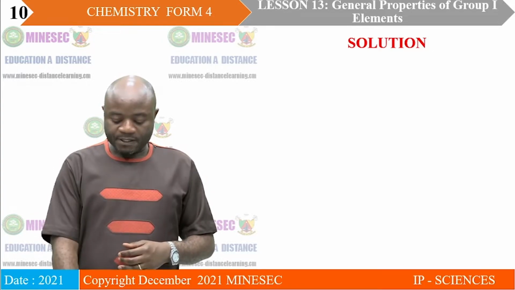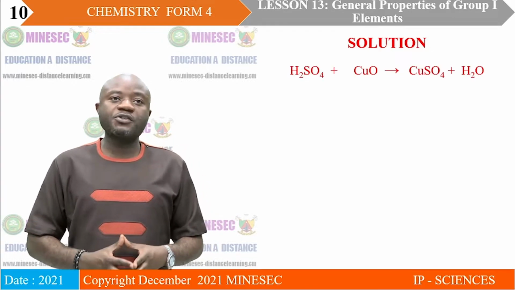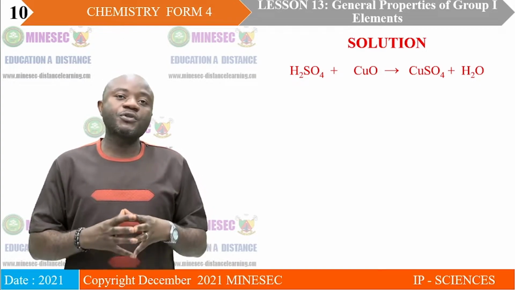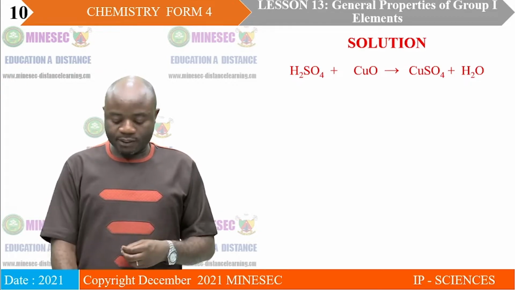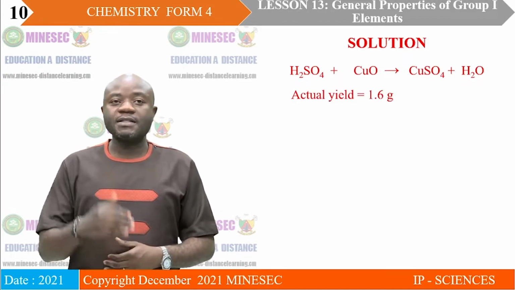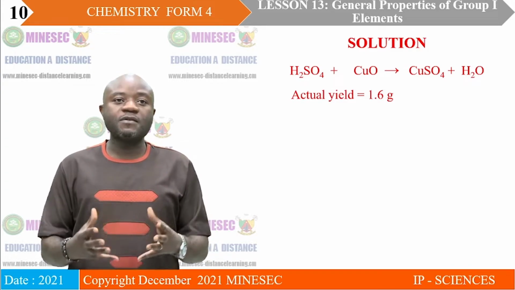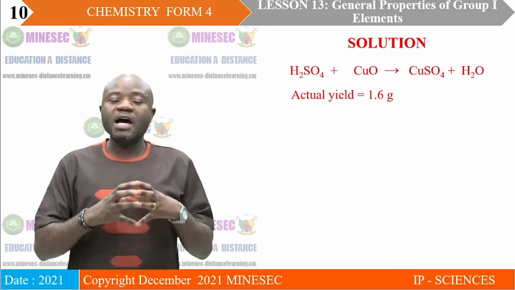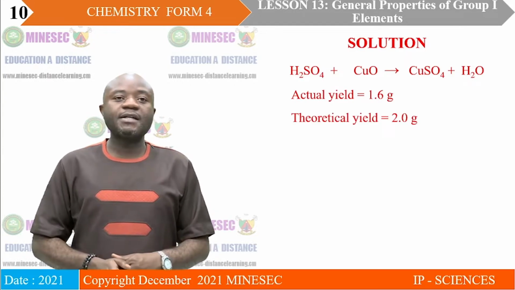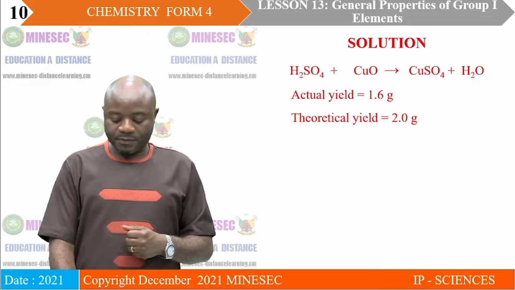Solution. First, we write the equation for the reaction between copper oxide and the sulfuric acid to produce copper 2 sulfate and water. And we often encourage students, when you have a question like this, it's important to take down the data that's been given to you. So from the question, our actual yield is 1.6 grams. Our theoretical yield is 2.0 grams.